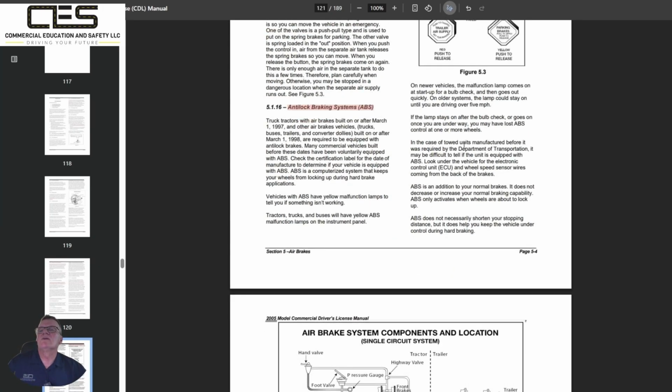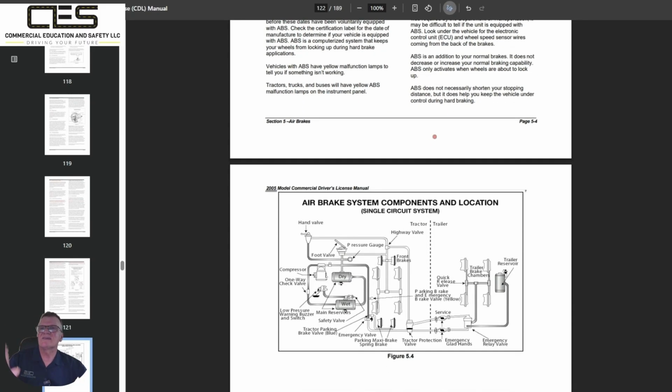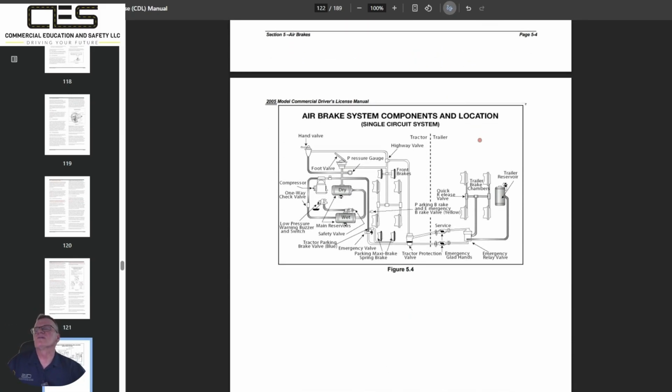In the case of towed units manufactured before it was acquired by the Department of Transportation, it will be difficult to tell if the unit is equipped with ABS. Look under the vehicle for the electronic control unit, the ECU, and the wheel speed sensor wires coming from the back of the brake. They'll usually be zip tied to the air hoses, but if it's new enough, you won't see it. This is not going to be something you worry about for the test, I don't believe.